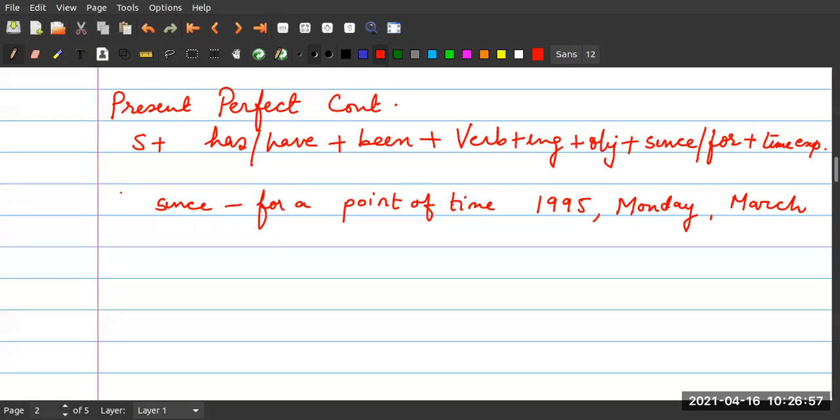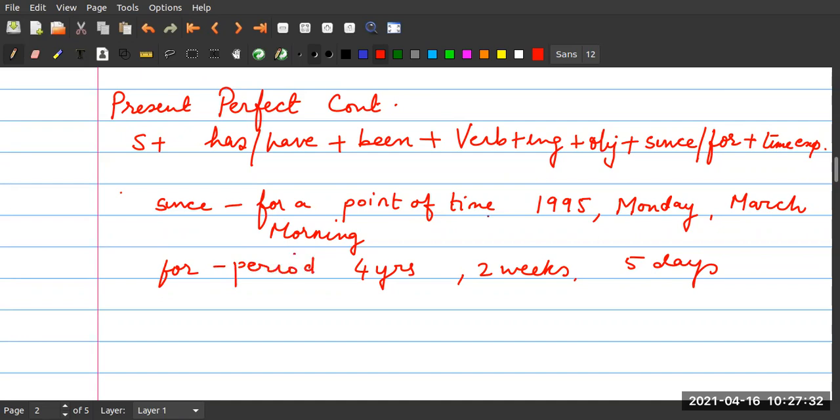So when you have a point of time, a particular year, particular day, or particular month is mentioned, then with morning, evening also you use since. It has been raining since morning. But when you have a period of time, like 4 years, 2 weeks, 5 days, all these are periods of time, duration. So for is used for period and since is used for point of time. But for a period, 4 years, 2 months, 6 days, you will use for.